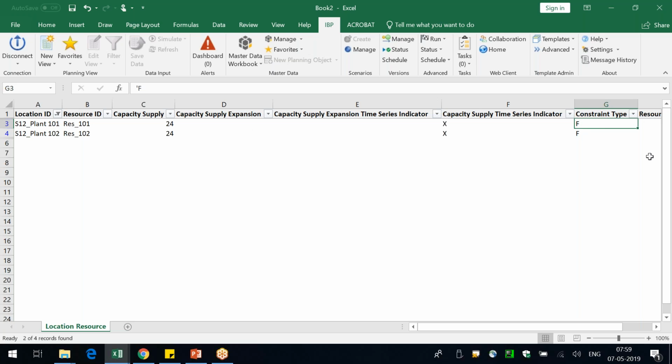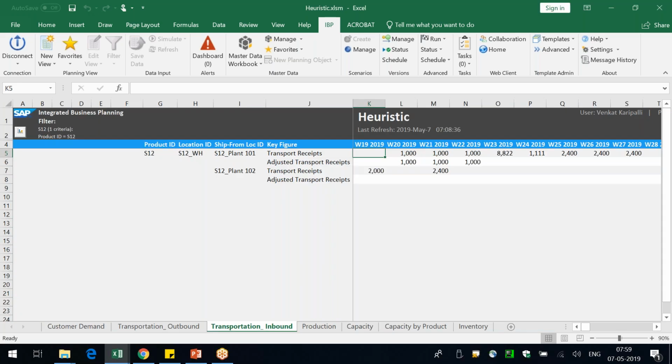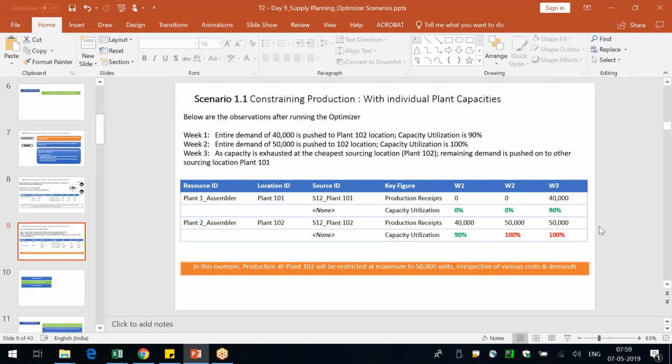If you leave it blank, then the optimizer thinks that this is an infinite resource, and I can do any production that I want. So if I make 102, this plant 2 underscore assembler, an infinite resource, the entire 90,000 can be produced at plant 102 itself, and then it will ship that entire 90,000 to the warehouse.